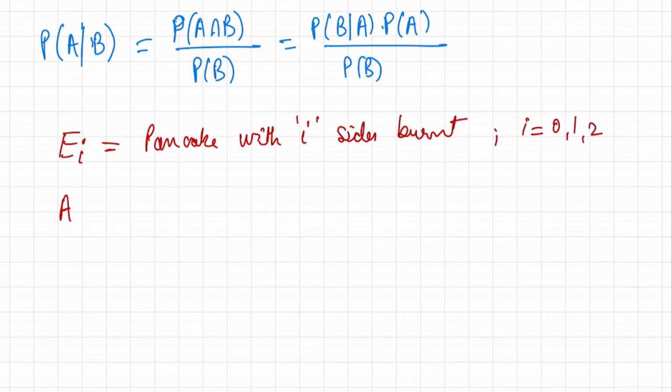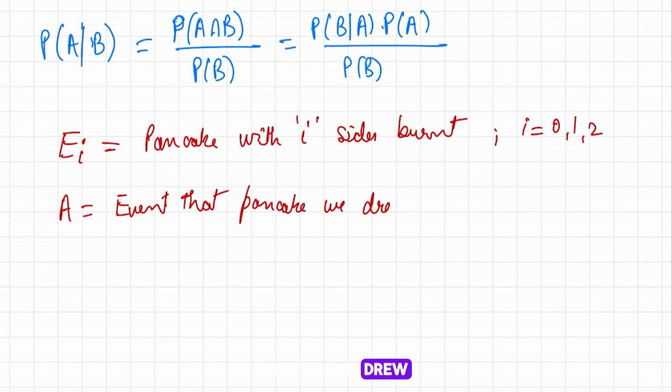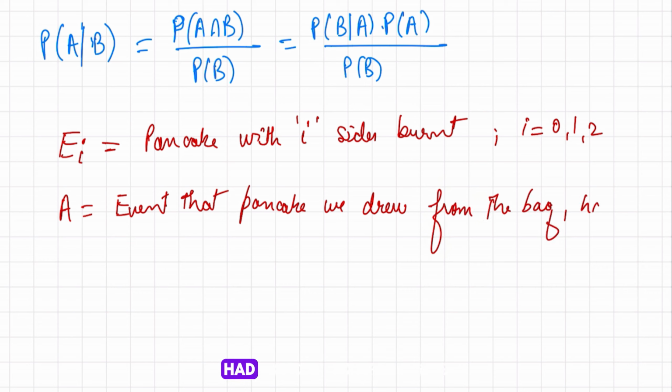And then I say A is the event that the side of the pancake we drew from the bag facing us was golden.